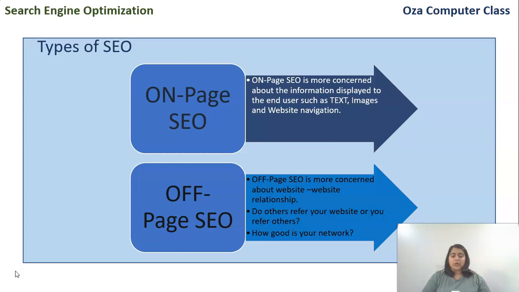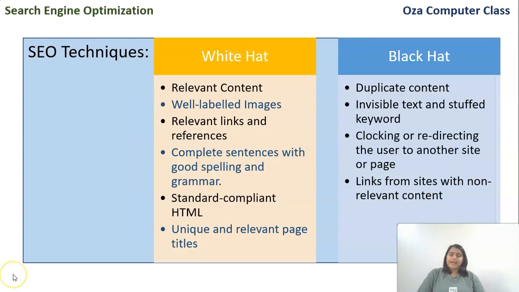And off-page SEO is concerned more about the relationships of your website, that is the network your website creates. Is the link of your website mentioned in other articles, blogs? Is someone referring to your website? Is your website URL bookmarked by someone? That is off-page SEO. Our next topic is SEO techniques.